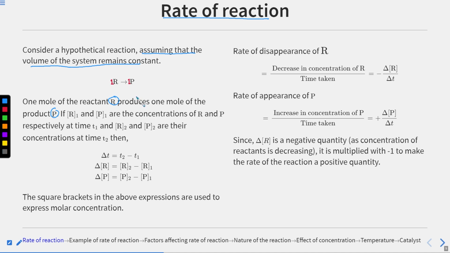Now we are considering that R1 is the concentration initially and P1 is the concentration at time T1. What we are doing right now is taking two concentrations at two different times, that is at T1 and T2. Suppose the reactant concentration at time T1 is R1 and the product concentration at time T1 is P1. So at time T1 we have the reactant concentration R1 and the product concentration P1.